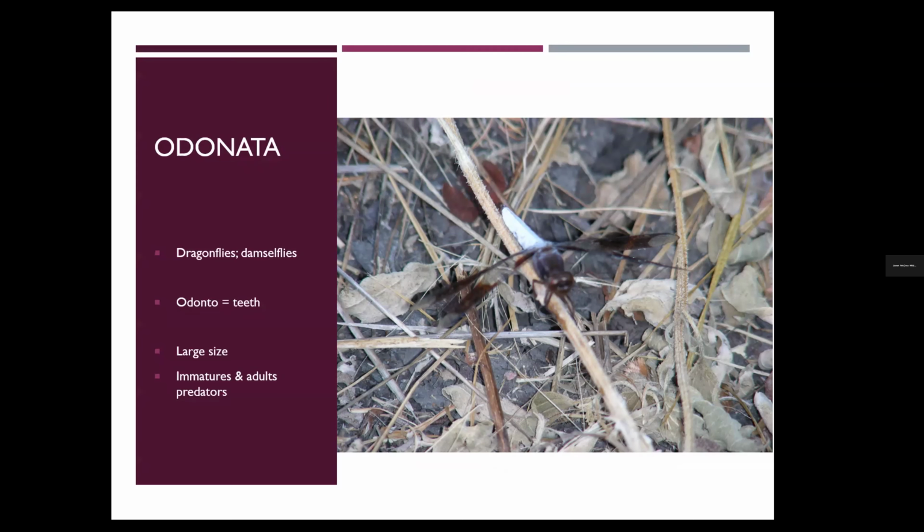And this is a big characteristic. When you look at the wings, they are going to have four membranous wings that are elongated. So lots of cells, lots of veins and cross veins in them.